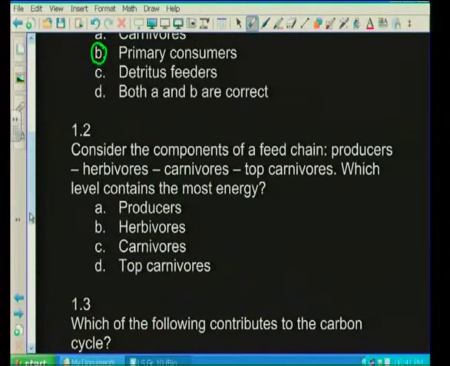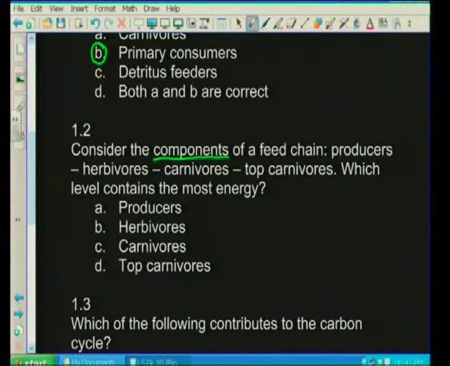Right, number 2, consider the components. Now what is a component? It's what makes up something. What does it consist of? Consider the components of a food chain. It must be feed or I think food maybe, of a food chain. Producers, herbivores, carnivores, top carnivores. Which level contains the most energy?